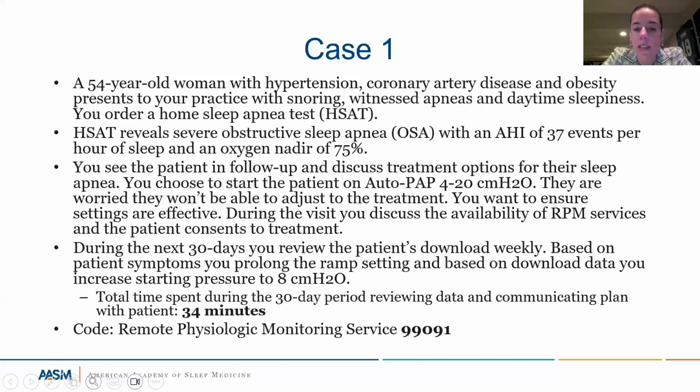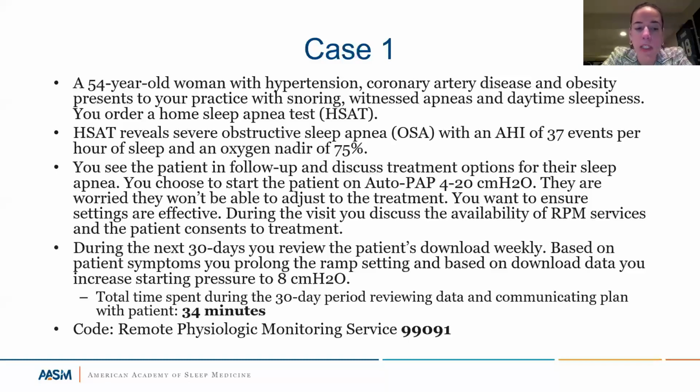Over the next 30 days, you review the patient's download weekly. There's no requirement that this be weekly. Maybe you do it twice a month, maybe you do it once, but you document the time you spent. And then you contact the patient, and based on the symptoms and on the data download that you've seen, you choose to prolong the ramp setting on the device. You also decide to increase the starting pressure on the device from 4 to 8 centimeters. With each episode of contacting the patient, you document the time spent. You don't document a range, you document the exact time. You add up that time for the 30-day period, and you find that you've spent 34 minutes working with this patient over that 30-day window.